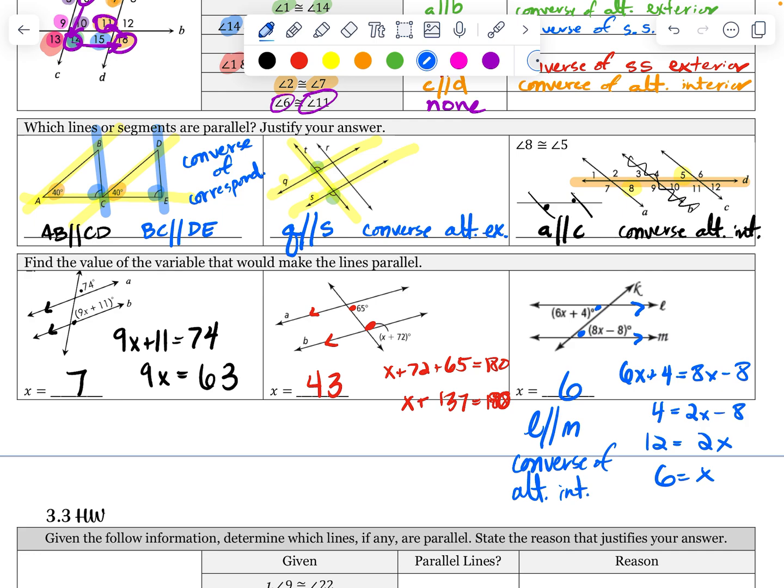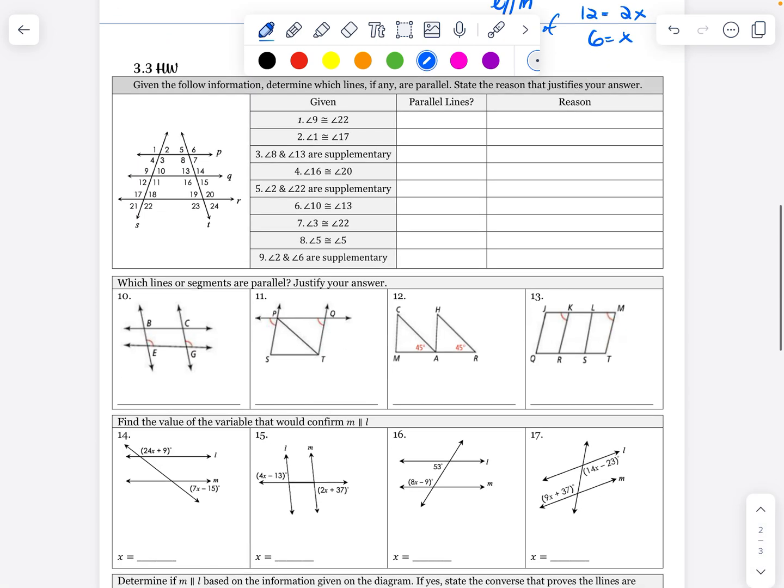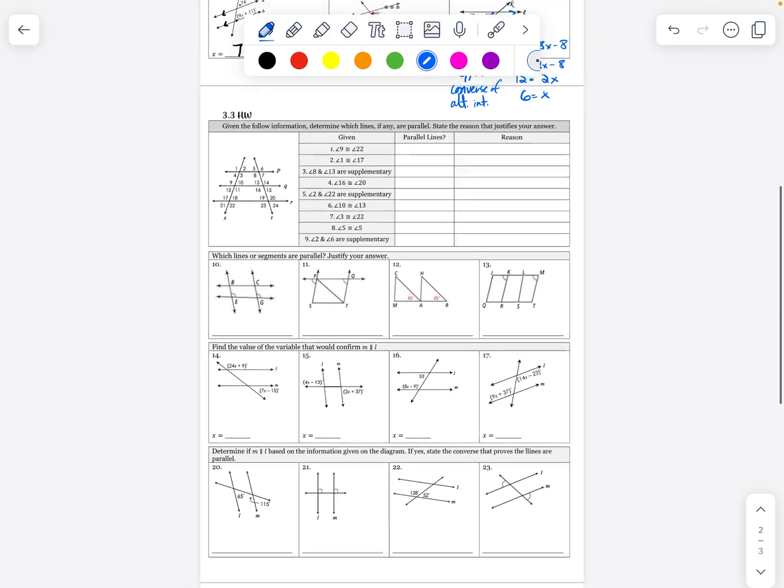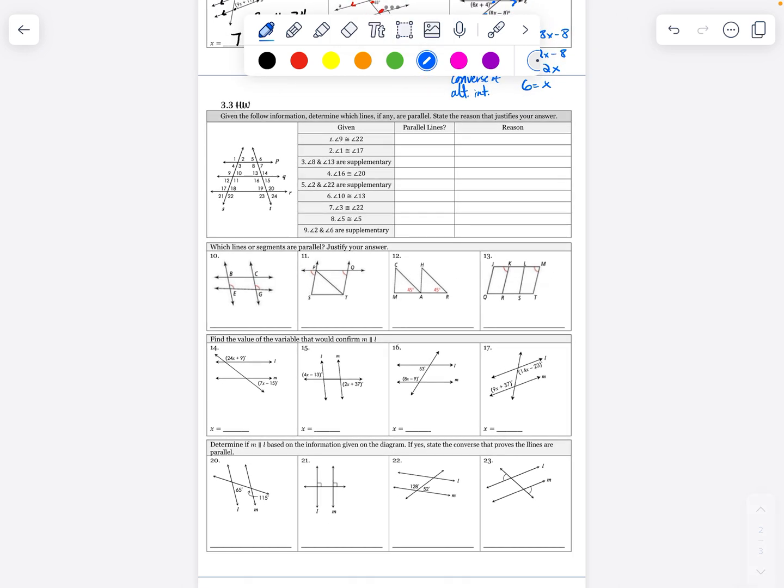You see what we got going here? Rock on. Your homework looks very, very similar to the notes we just did. You're going to do great. Best of luck.